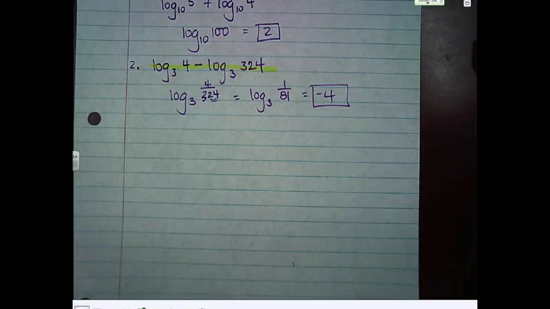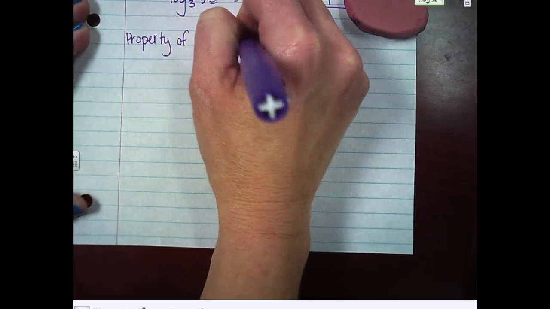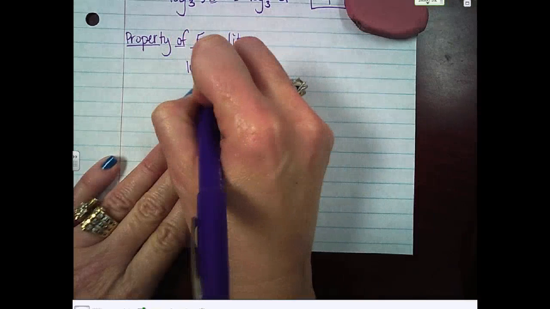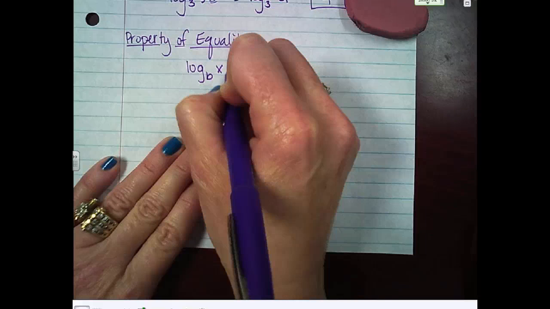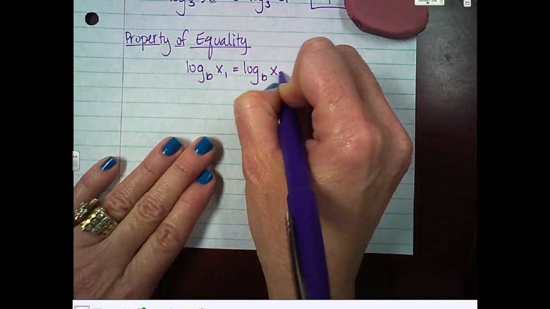Now, the next thing we're going to talk about is one last property. Your new property is called the property of equality. I'm going to write down a bunch of letters, the formal property, and then I'll explain it. What the property says is that if you have log base b of x1, it's the same as log base b of x2.